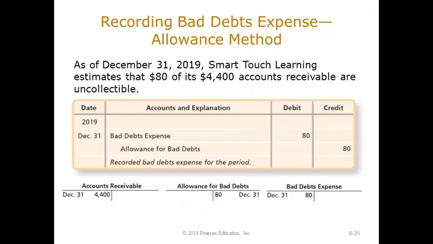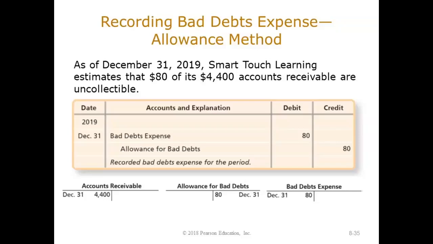Now, in this case, Smart Touch has learned that they estimate about $80 of its $4,400 accounts receivable are uncollectible. So as of December 31st, and normally companies make these types of entries right before they prepare financial statements, we're going to recognize bad debt expense of $80 and a credit to the allowance for bad debts of $80 also. So we're going to record bad debts for the period here. It's a debit to bad debt expense because that's a cost of providing credit sales, and we'll credit the allowance for bad debts for $80.